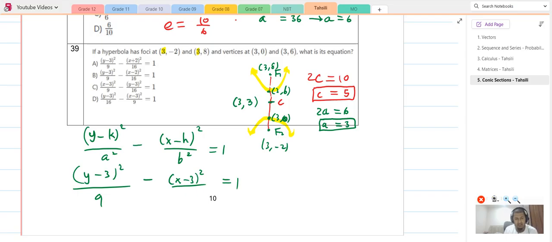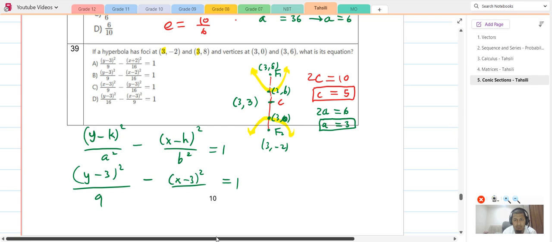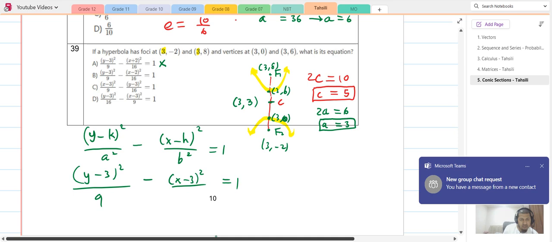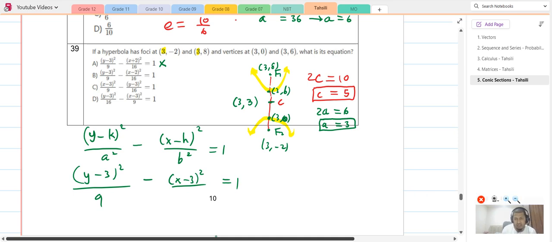How are we going to find this value here? 2a is equal to 6, so a is equal to 3. Right, so looking at these options, obviously it can't be option A because of the y minus 3. The only one that looks like what we have here can't be y minus 3 squared, x minus 3. It can't be 16 at the bottom for y; it has to be 9 at the bottom.